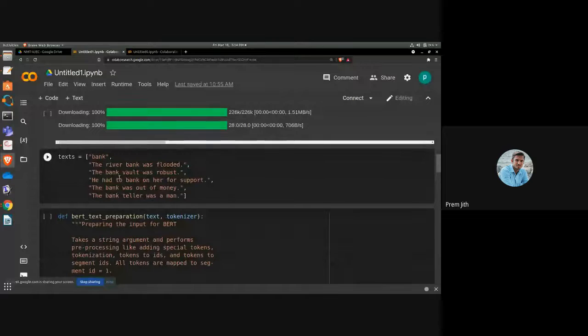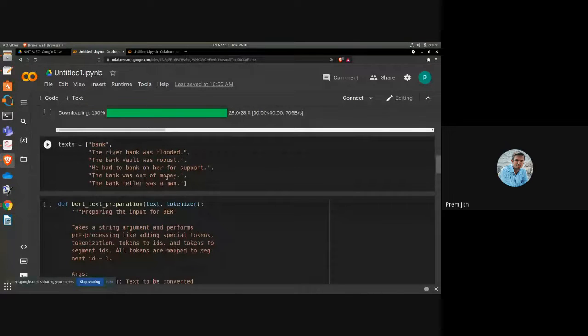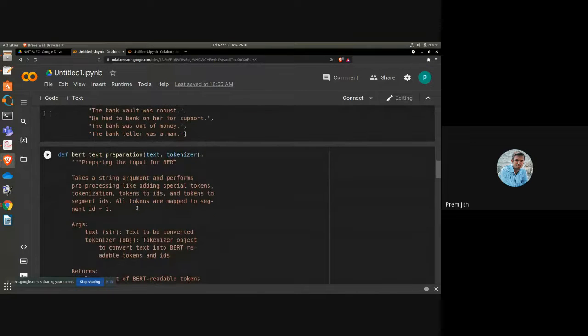So this is our text. Bank, the river bank was flooded. The bank vault was robust. He had to bank on her for support. The bank was out of money. The bank teller was a man. Okay, so now what we do first, we have to do the text preparation. For that, we feed the input data and the tokenizer. That is very important.